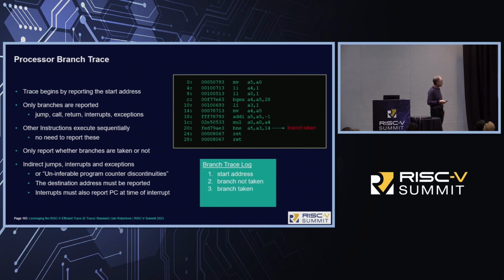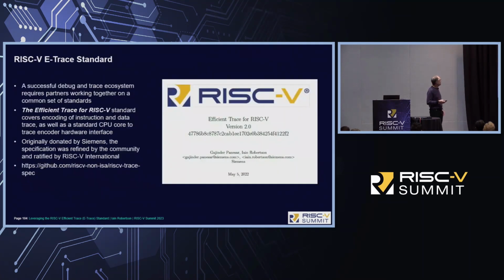We have a taken branch, repeat some instructions, and then finally a non-taken branch. And this information goes into the trace output, which allows the decoder to reconstruct what's happening. Okay, so let's look more now at the eTrace standard.